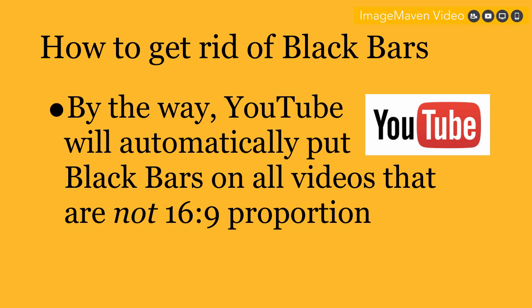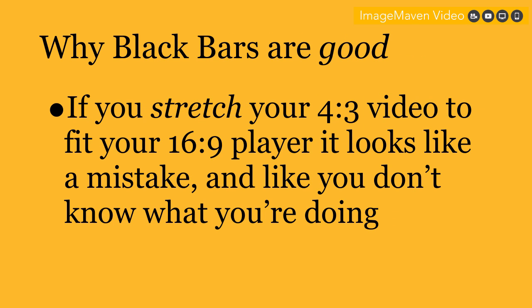So by the way, YouTube will automatically put bars on all videos that are not 16:9 proportion. So if you see someone's video that has black bars, they've probably used a slideshow that was 4:3 proportion or something else, and YouTube automatically put those black bars on it. I know it really bothers some people, but really it shouldn't. Because the alternative is you get a stretched look or a squished look. So if you stretch your 4:3 video to fit your 16:9 video player, it looks like a mistake and like you don't know what you're doing.